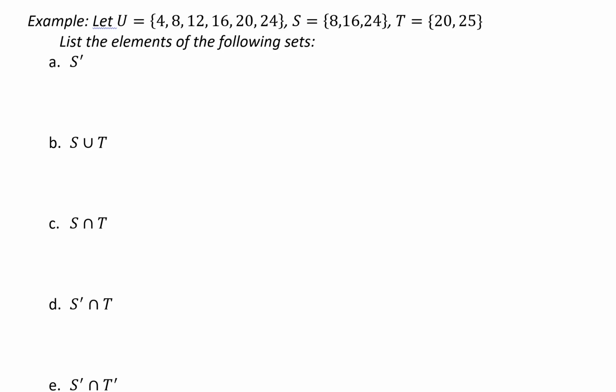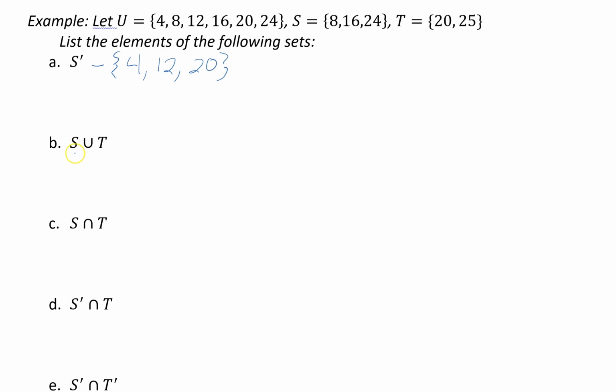So the very first thing I'm being asked to do is find and list the elements of S prime, or the complement of S. The complement of S is everything not in S, but in the universe. So the universe is what I really have to worry about, and I want to find out what's in S over here. Then I want to focus on what's not in S that is in the universe. So I can see that there is a 4. I don't want to write the 8. There's a 12. I don't want to write the 16. There's a 20. And there's a 24 in S, so I don't want to write that. S complement: only write the things in the universe that are not in S.